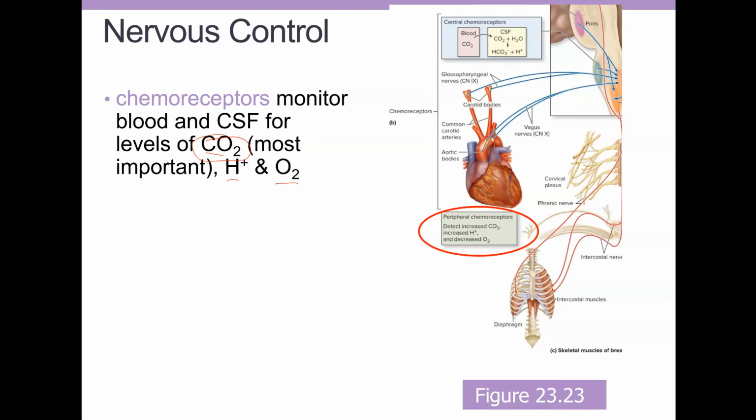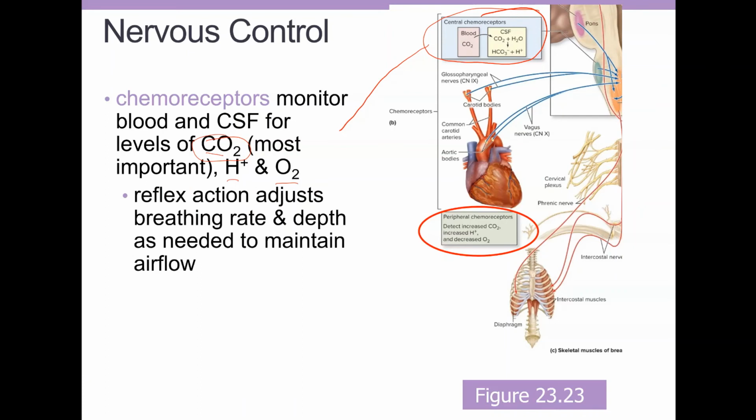CO2 can be toxic if it's in high values. So that's really, really important to monitor so that you can regulate and change things as needed. But you see these chemical receptors or chemoreceptors up here in the top box. We will talk more about exactly what happens when the CO2 gets too high in the last video. It is a reflex, so you're going to adjust your breathing rate and the depth of your breathing as needed to maintain airflow.